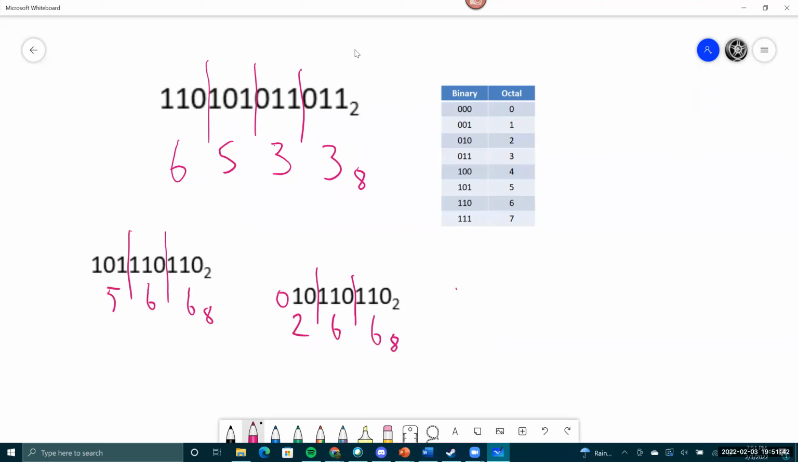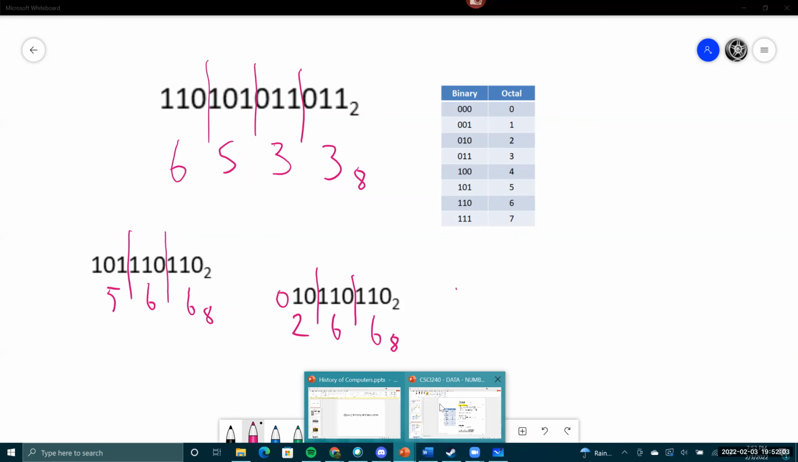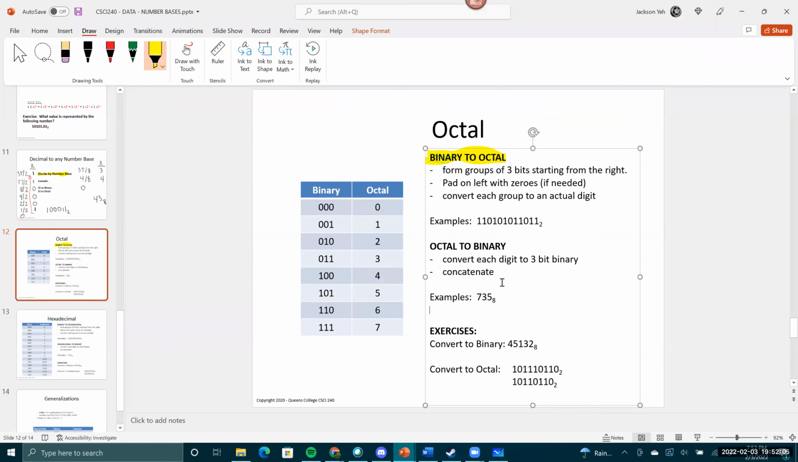So once you know the method of groupings of 3, and you know the binary, it's very, very quick to translate a binary number to an octal number. All right, so now let's go the other direction. If you have an octal and you want to convert to binary, it's the same concept.